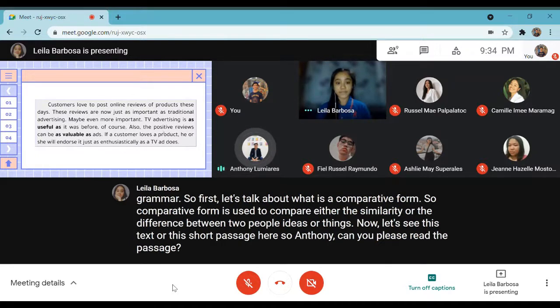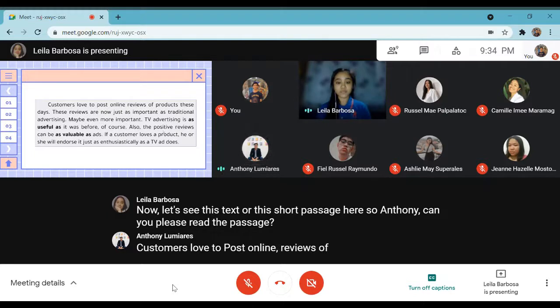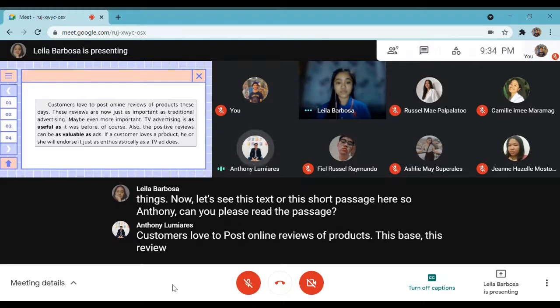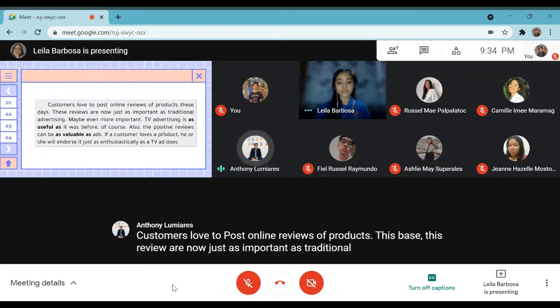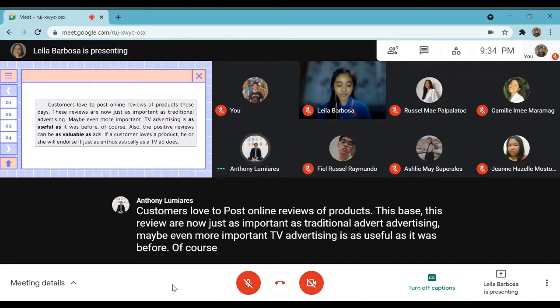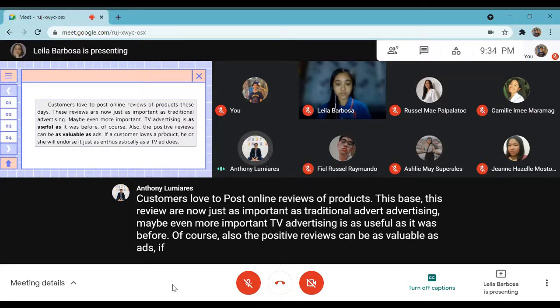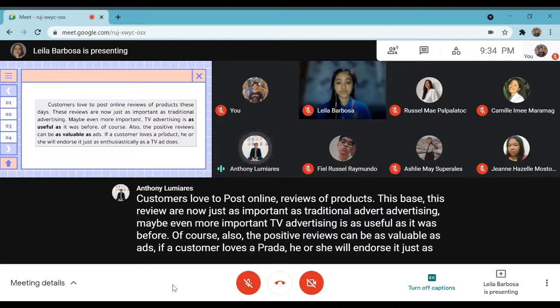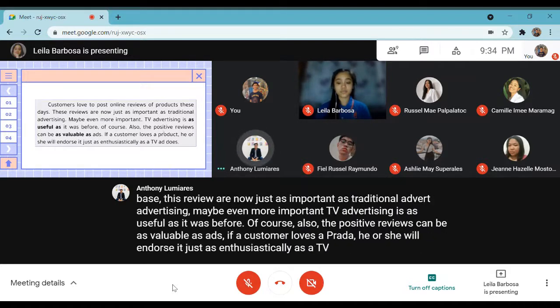Customers love to post online reviews of products these days. These reviews are now just as important as traditional advertising, maybe even more important. TV advertising is as useful as it was before, of course. Also, the positive reviews can be as valuable as ads. If a customer loves a product, he or she will endorse it just as enthusiastically as a TV ad does.